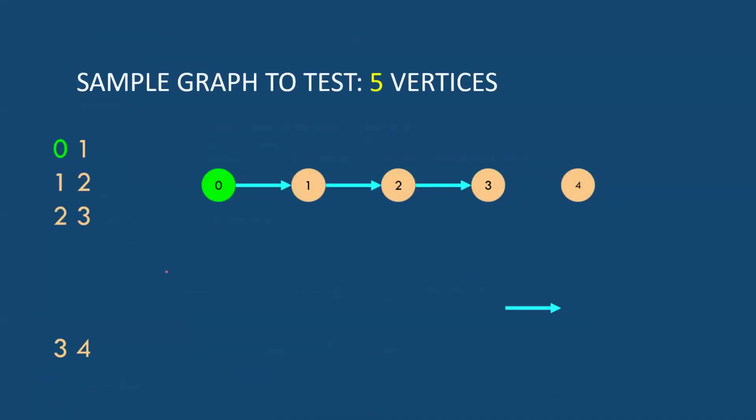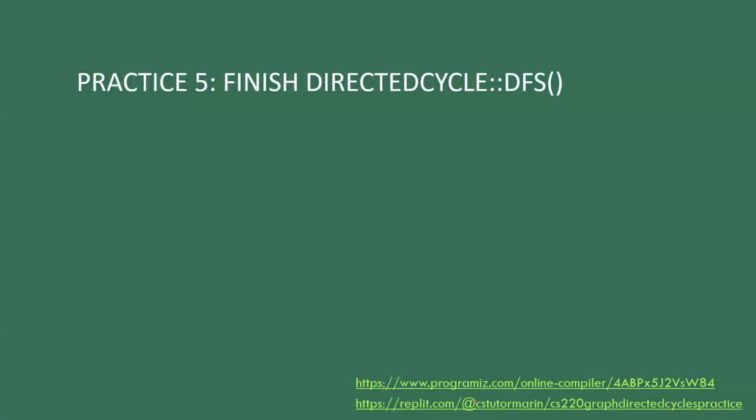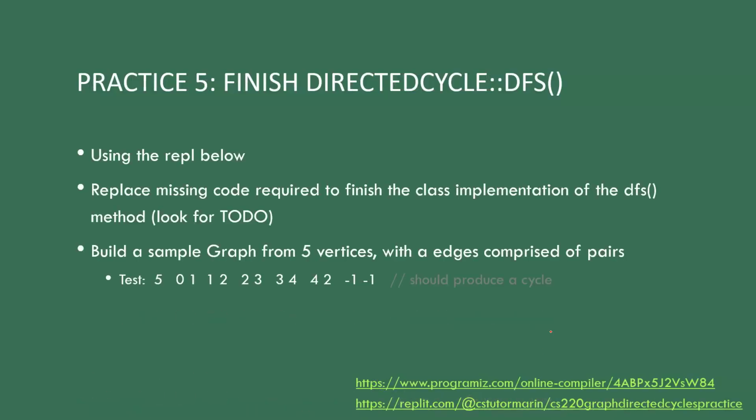So we're going to work with this graph again. This graph has a cycle. It's got 5 vertices connected this way with a cycle there. We'll use that to test, and it should produce a cycle 2, 3, 4, 2. We should see something like that come out of this. So let's see if we can finish the code here. This is our last one for the day.